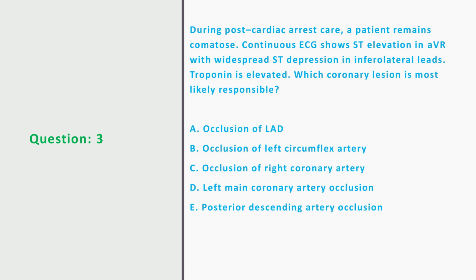Question 3. During post-cardiac arrest care, a patient remains comatose. Continuous ECG shows ST elevation in aVR with widespread ST depression in inferolateral leads. Troponin is elevated. Which coronary lesion is most likely responsible?